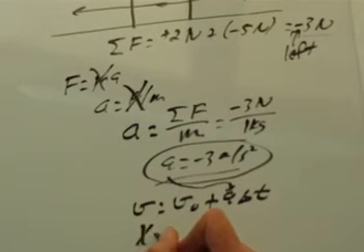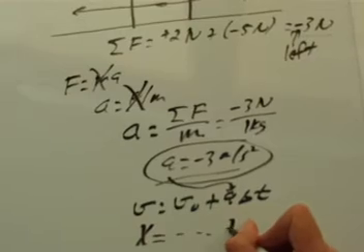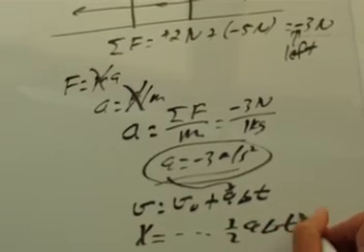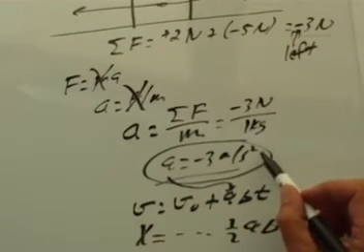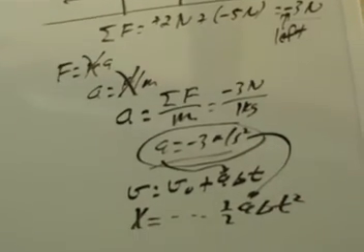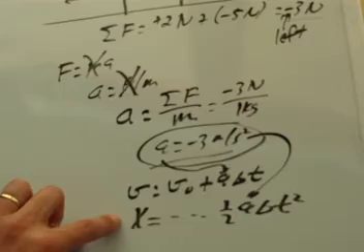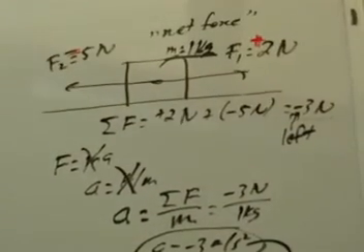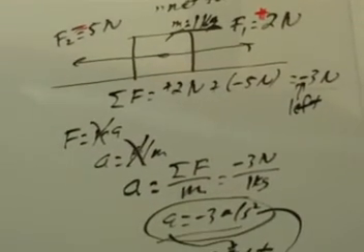And of course we can also put it into the x equals dot dot dot, the one that has the 1/2 a delta t squared, where we are also free to take that a and put it in there. Either way, we have an acceleration, we can predict the new speed and the new position of the box. Where did they come from? They came from forces once again.